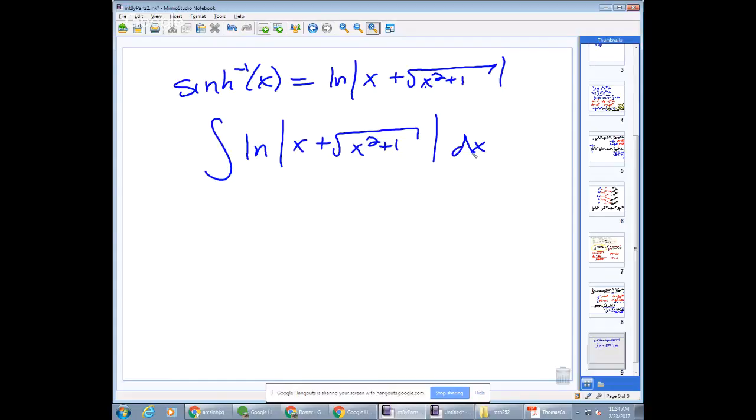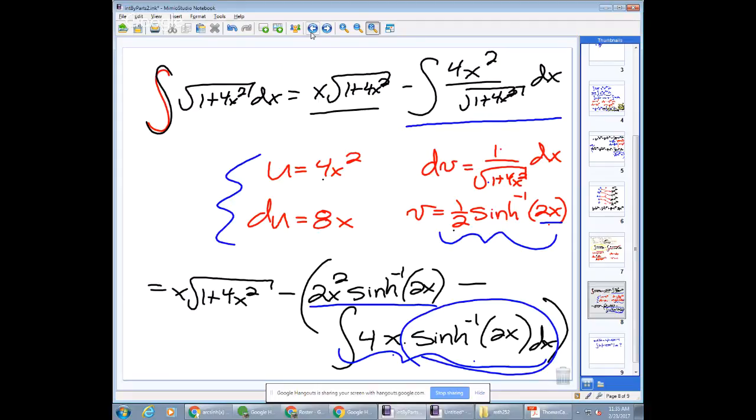How the heck do we do that? This is a function within a function within a function, and we have nothing outside of that function to act as a u substitution. So at the moment, we don't have any way to do this either. What is commonly done is, if you can't do this as u and that as dv, then you switch them. Let this be dv and let this be u.